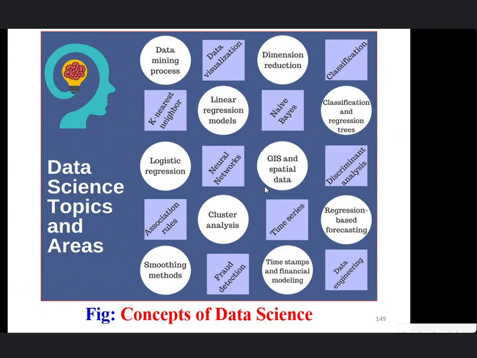Then GIS and spatial data is nothing but geographical information system and spatial data, like through radar, through satellite, we are taking the images. Those images we are processing, we are doing segmentation, we are doing classification, we are doing rendering, etc. That comes under GIS and spatial data.